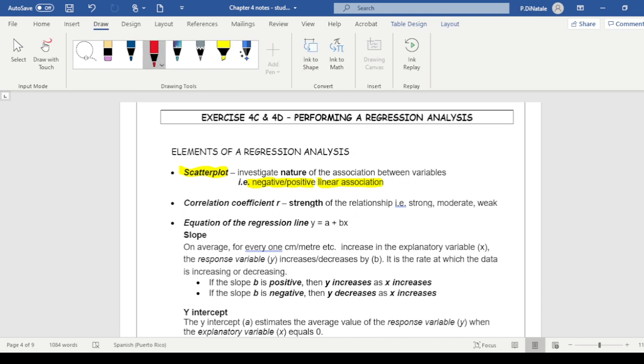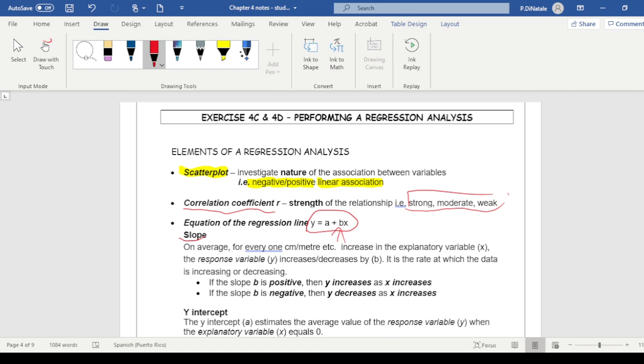We're going to be looking at the correlation coefficient, the R, determining whether it's strong, moderate, or weak, or of course no relationship. We're going to be finding the equation of the line. Okay, remember, the one next to the x is always the gradient, our slope. We might need to interpret that.